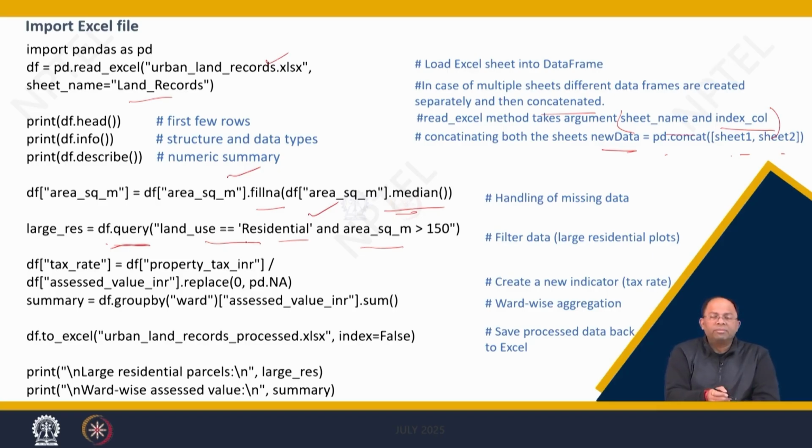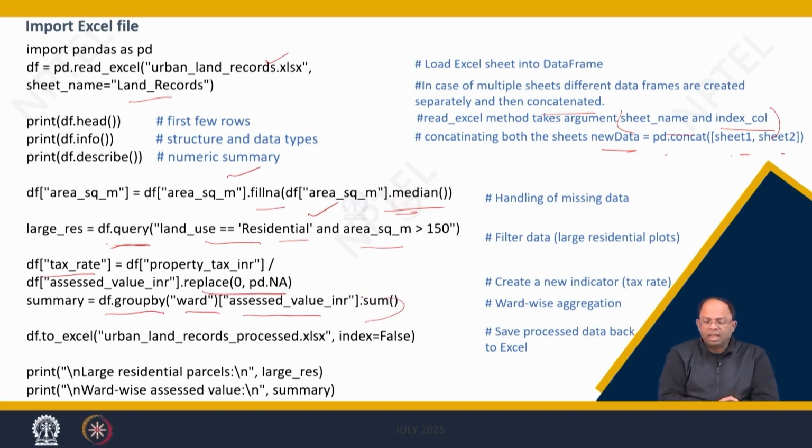Now I can do the same thing which we did earlier. So we can calculate the tax rate, which is property tax divided by assess value, and then again we will replace, in case assess value is 0, we will replace that with NA. So that's why with df assess value it is saying .replace(0, pd.NA). Now I can store the data in a summary, which is df.groupby. I'm grouping the data based on ward, and we are showing assess value in INR, and we will sum it up and then only we will show it.